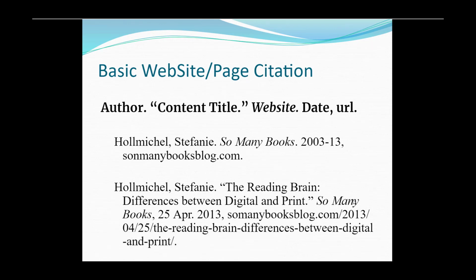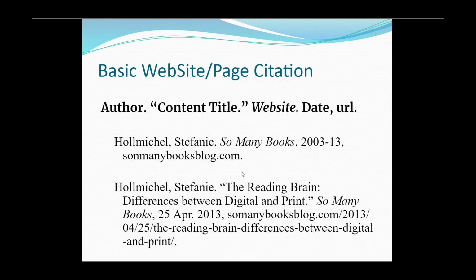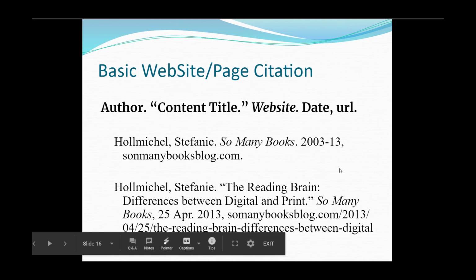We have 2 examples here. The first example is a citation for a whole website. You probably won't do this very often unless you are referring to a website as a whole. The second example is citing a specific article contained on the website. Notice that it includes the month and date that this article was published.